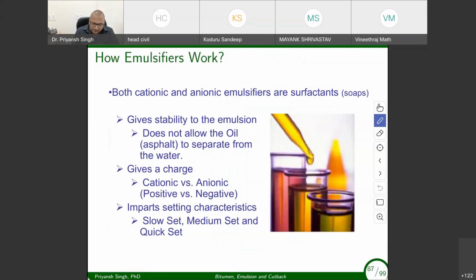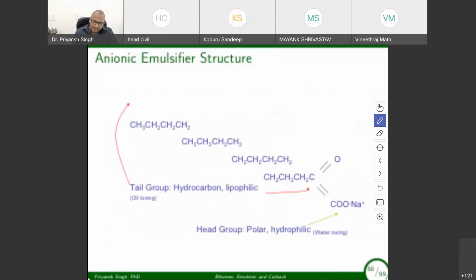Now what does the surfactant do? The surfactant could impart some charge on your oil, which here will be asphalt, the small asphalt globules. That charge makes the emulsion stable, and also that charge imparts the characteristics of setting of the emulsion, which gives the setting time of these emulsions.